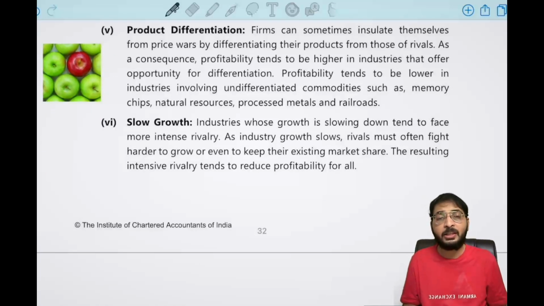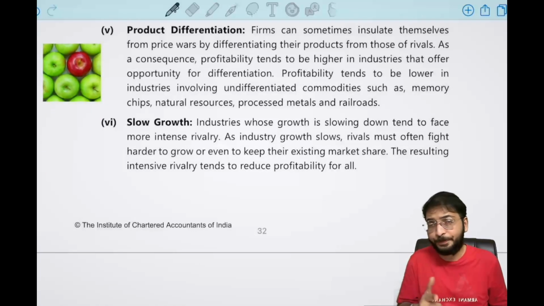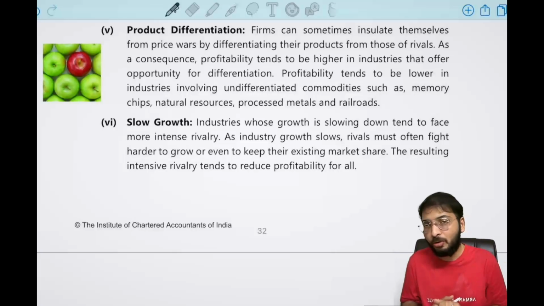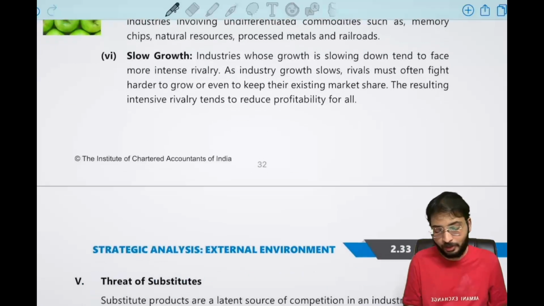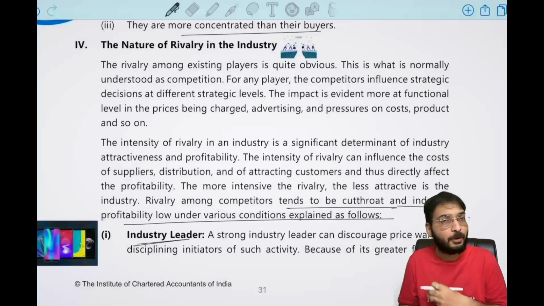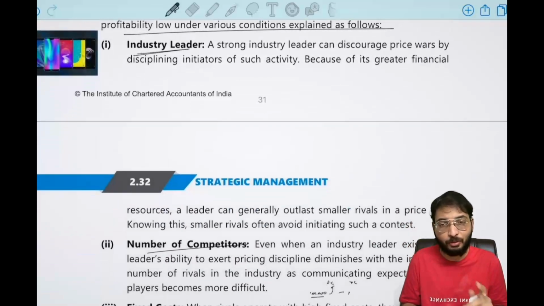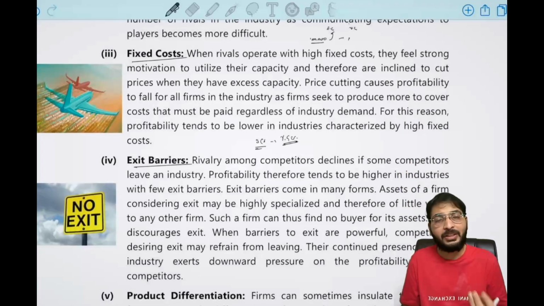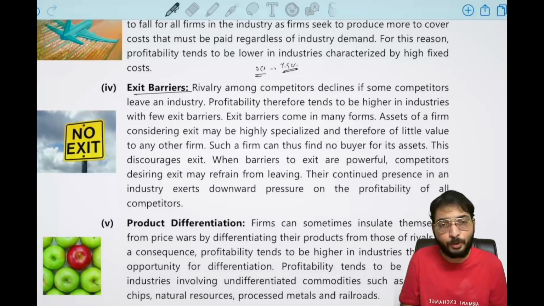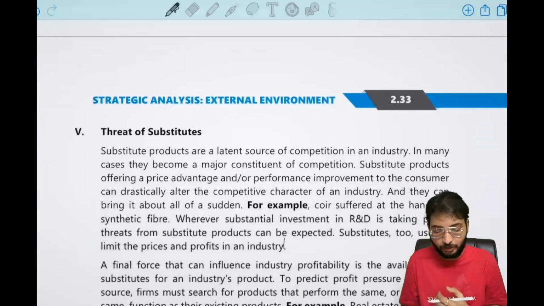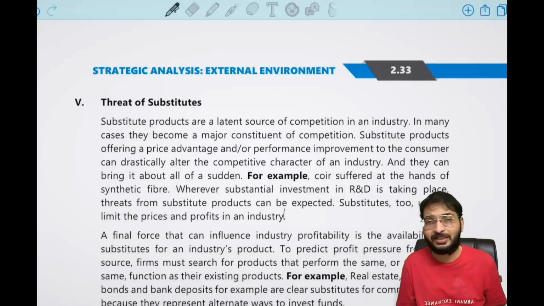Next one is called slow growth. If there is growth, new customers will come. If there is no growth, you have to fight for existing customers only. So when there is slow growth, all these are signs that the industry has a cutthroat competition and the industry profitability is low. Number one, when there is no industry leader and a higher number of competitors. They operate with a high fixed cost. When there are low exit barriers, no product differentiation, and the last one, slow sales growth. The last force is called threat from substitutes.